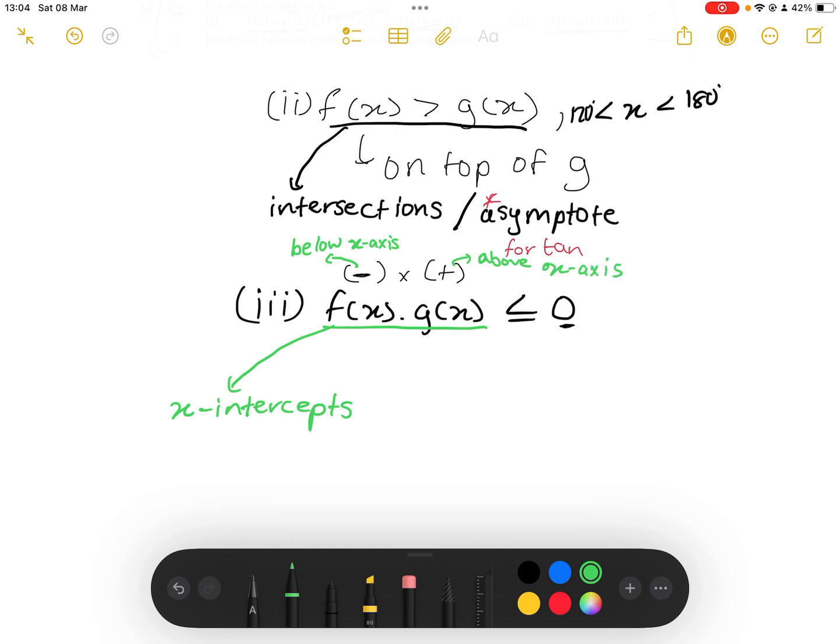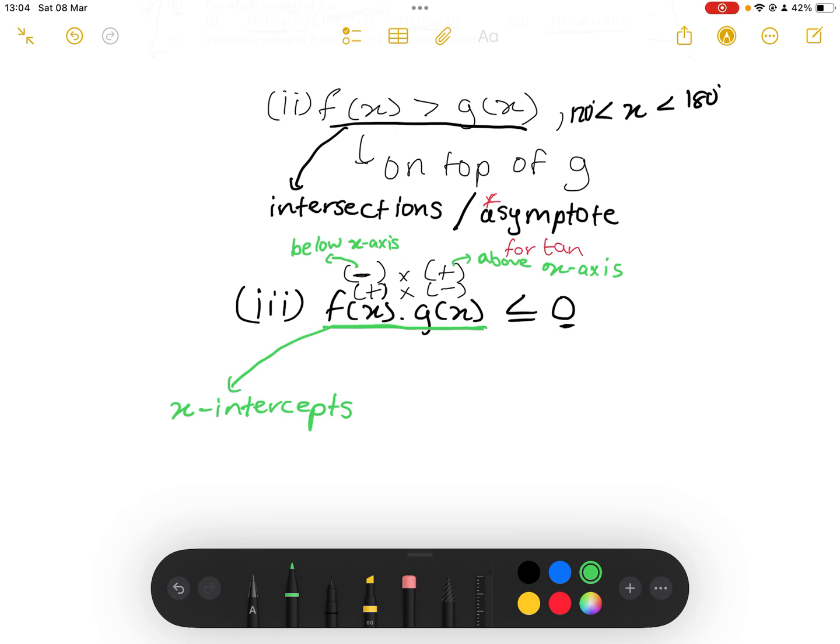So it can work vice versa. It's either f is going to be negative and g is positive, or f is going to be positive and g is going to be negative. At the end, if you say negative times positive, the answer is going to be negative. If you say positive times negative, the answer will always be negative. So that is what they mean when they say f at x times g at x must be less than 0. The one must be negative, the other must be positive.